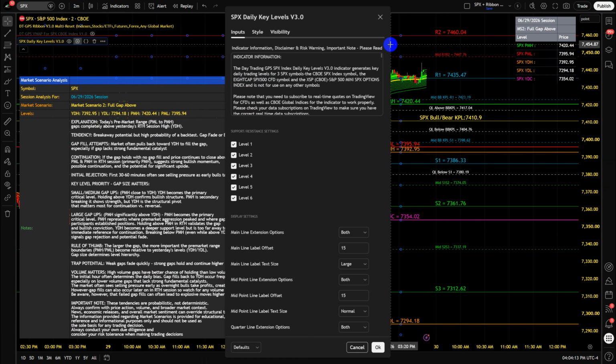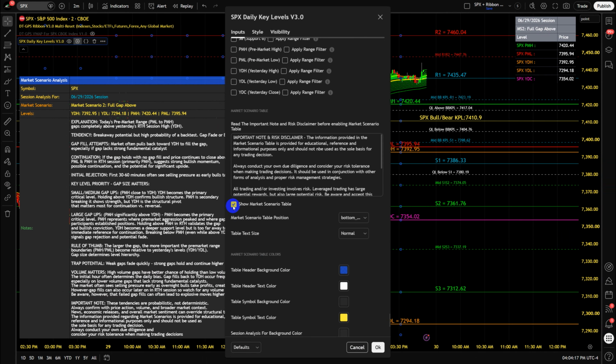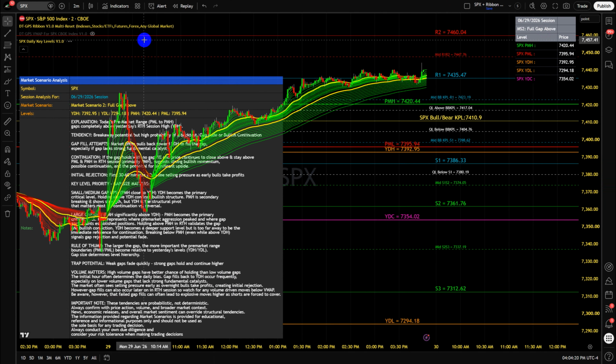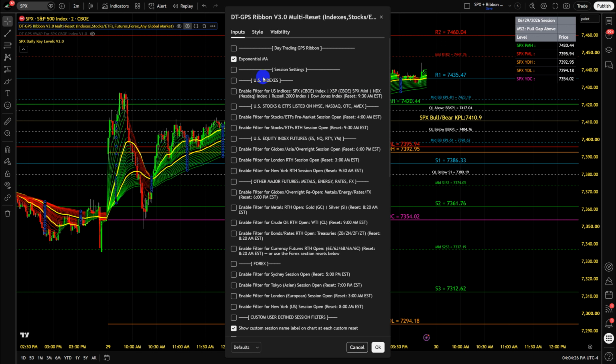Okay, so let's just go back to the chart here. With this ribbon, it now has preset reset filters for different groups of asset classes. You have U.S. indexes, U.S. stocks and ETFs, where it has a 4 a.m. reset for the pre-market as well as a 9:30 RTH reset.